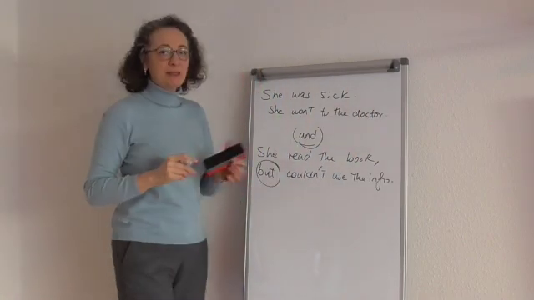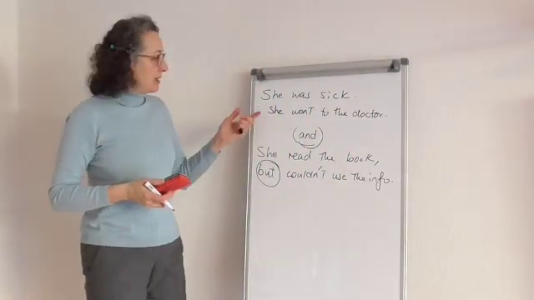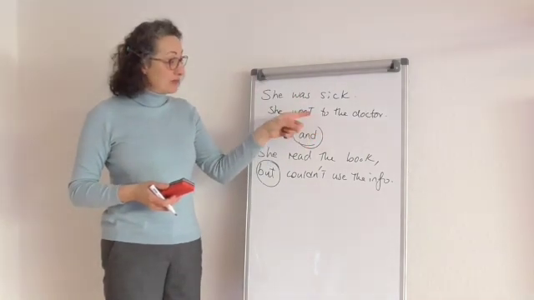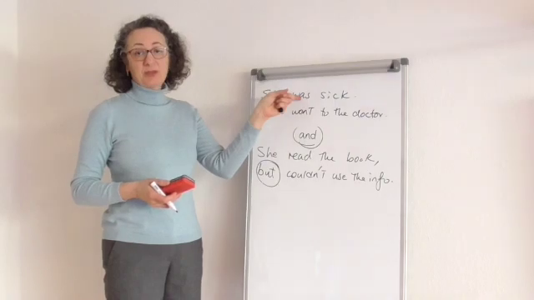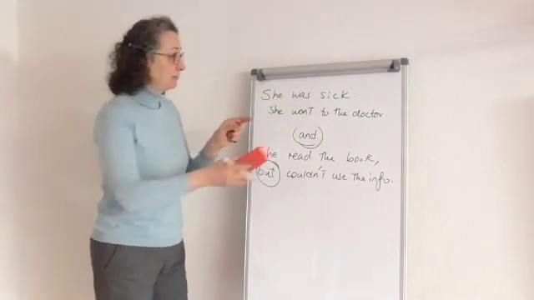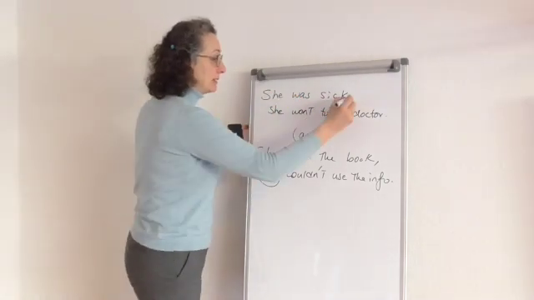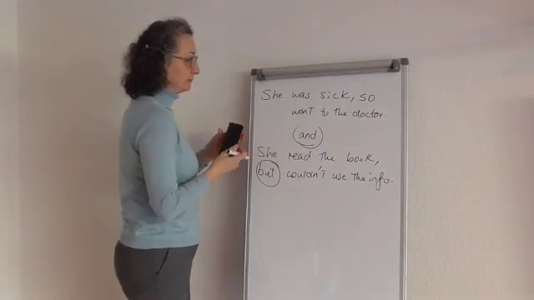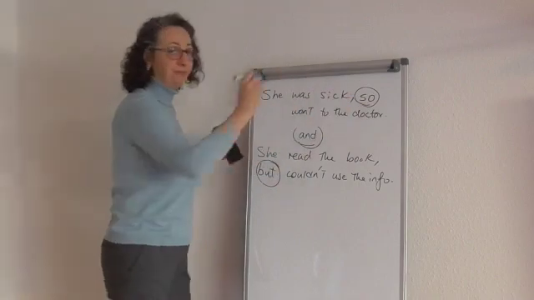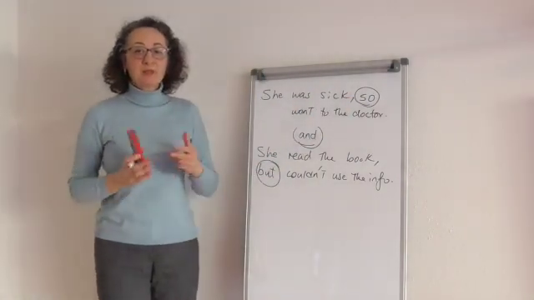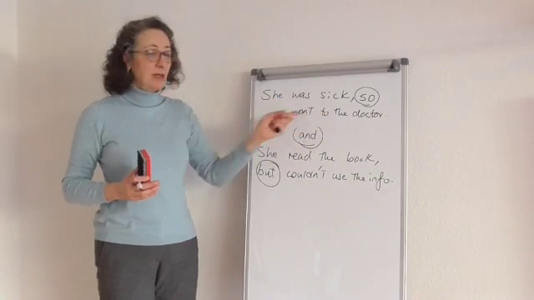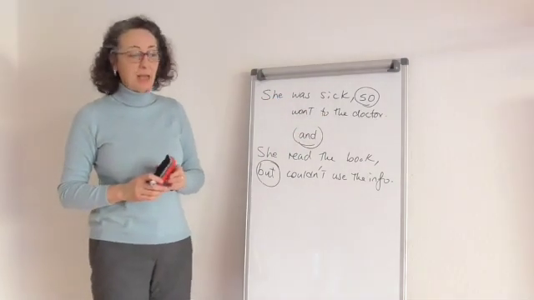Okay, I changed the sentence so that it makes a little bit more sense. She was sick. She went to the doctor. The reason she went to the doctor was because she was sick. So I can again connect these two sentences using the word so. Okay, that was the reason. The result of being sick was going to the doctor.